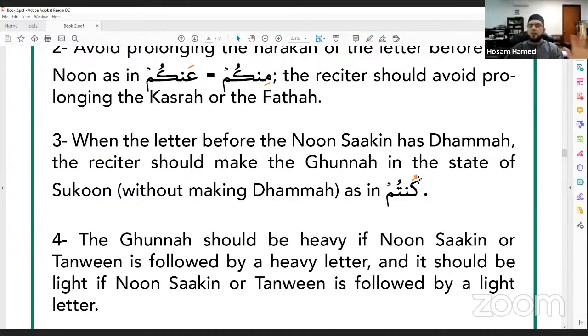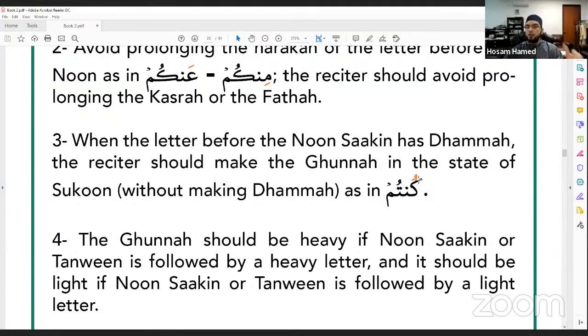Wa. Regardless of its haraka, whether it is madmuma or maftuha or sakina or maksura. Other than that, we don't circle our mouth in any place in the Quran except these two cases. So here we have ku. Yes, we have to circle our mouth, but right after that, we have to make our mouth in the standard state of sukun. We don't circle it. We don't say kuntum.